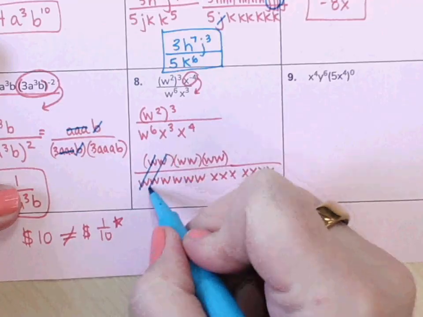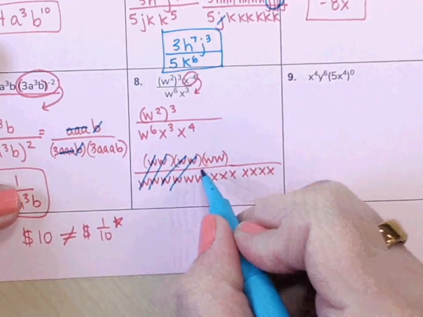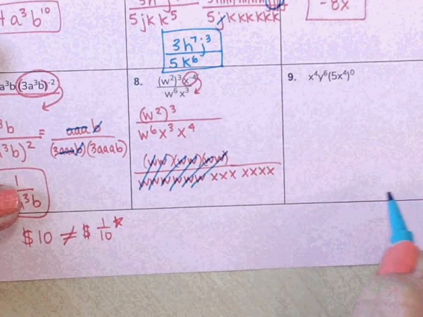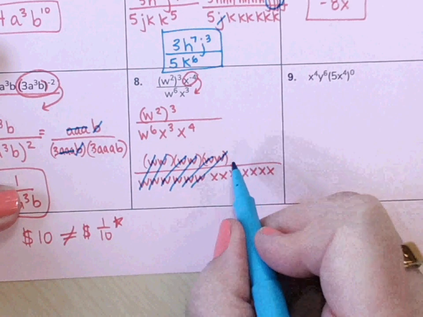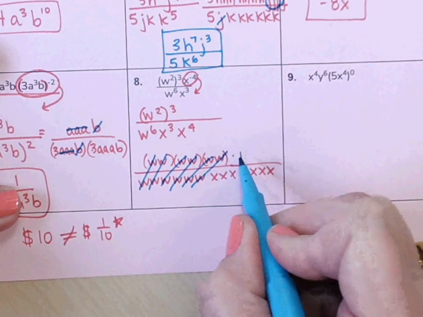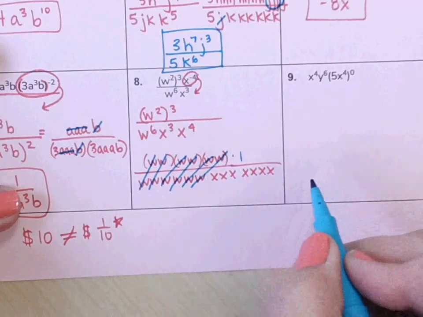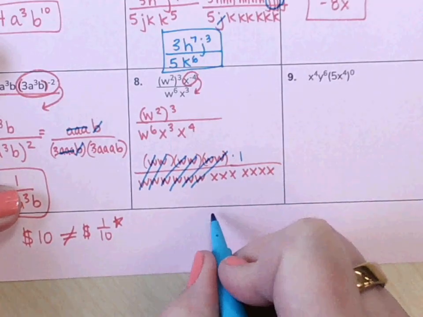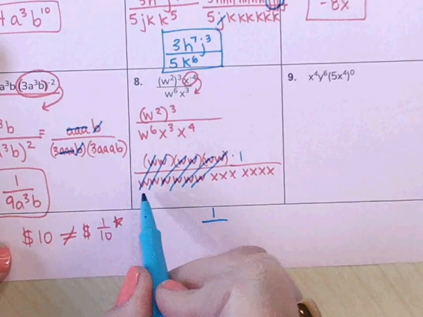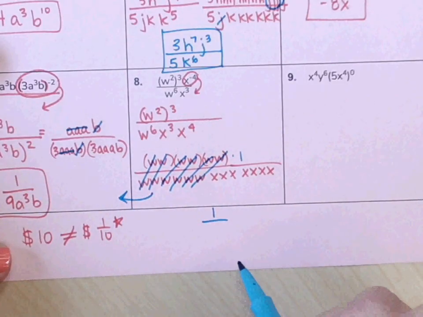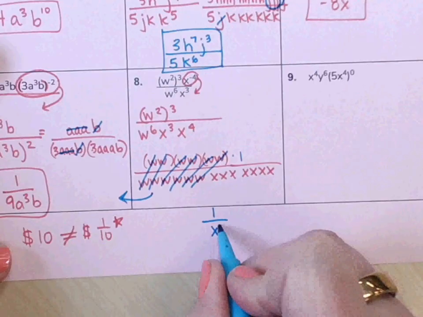W divides into w. And everything's gone from the top. W divides into w 1 time. So when all of these things cancel, I keep being left with a times 1, times 1, times 1. So I have 1 left on top. Same situation as the problem we did over here. And then all of these x's are on bottom.